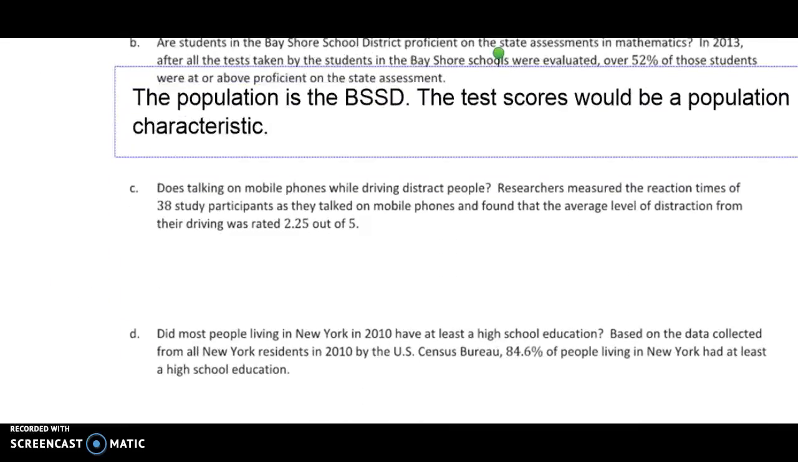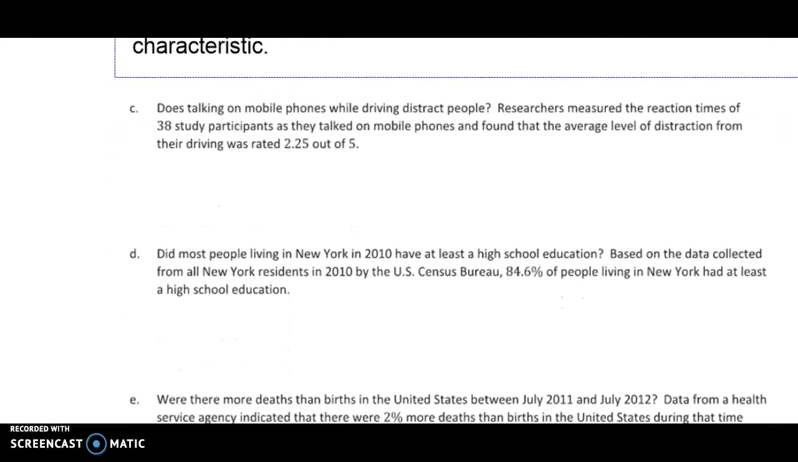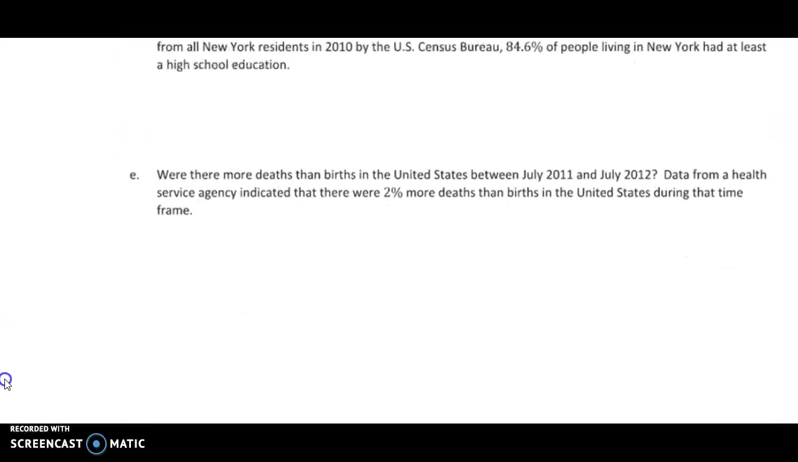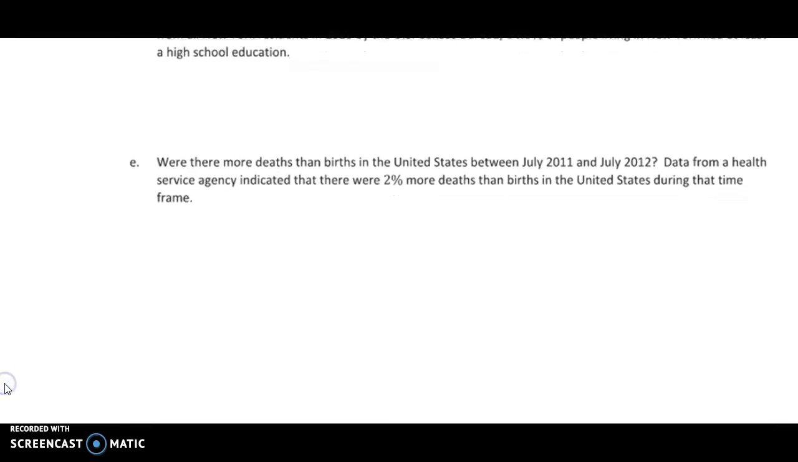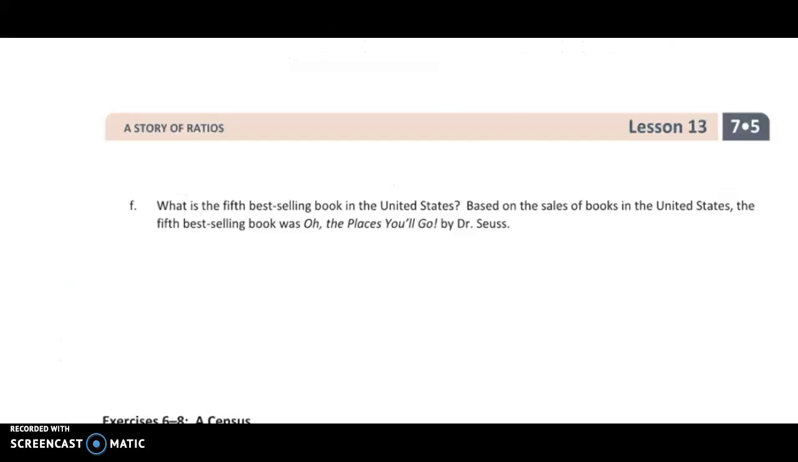Again, make sure you're taking time on this. Not that all of you guys would agree, but C, D, E, the whole way on to the next page with letter F here. Okay, take your time with this. Good luck.